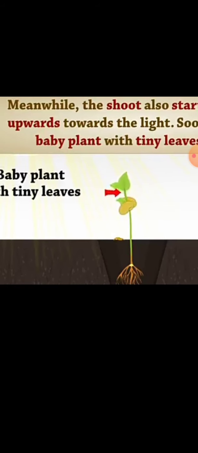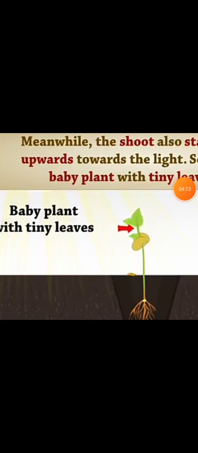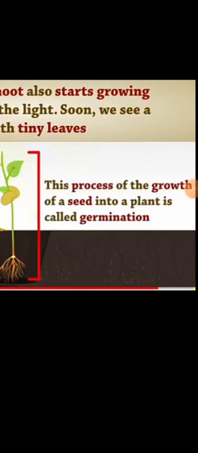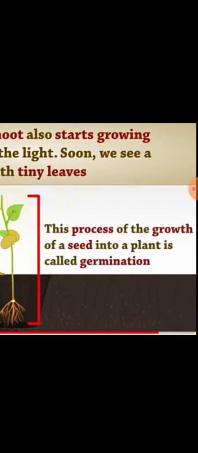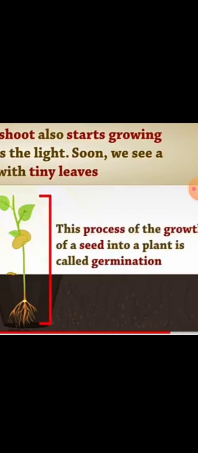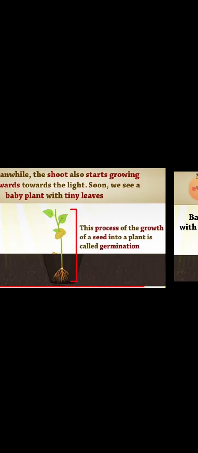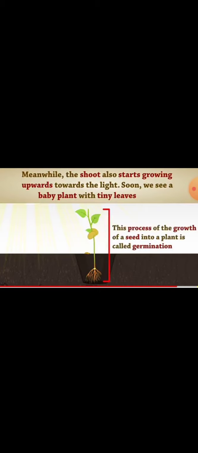Baby plant with tiny leaves. Tiny leaves start to grow. This process of the growth of a seed into a plant is called germination. So first it was a small seed, then it started to grow. Now it became a baby plant. This process is known as germination. Okay, thank you.